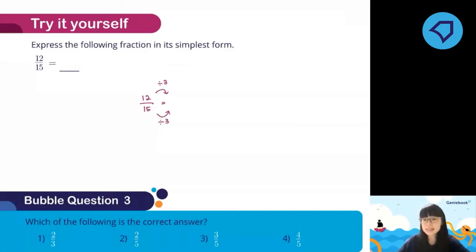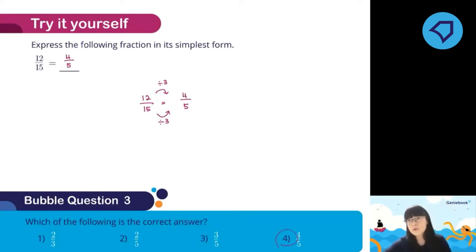Okay, so in this case, again, the number 12 and the number 15 appear in your 3 timetable. It appears in your 3 timetable, which means both numbers can be divided by 3. So 12 divided by 3 is equal to 4. And 15 divided by 3 is equal to 5. And then 4 and 5, does it appear in any of your timetables? It only appears in your 1 timetable, correct? It means they can only be divided by 1. Right? So this is your simplest form already. So 4 and 5 cannot be divided any further. So 12 over 15 in its simplest form is equal to 4 over 5.